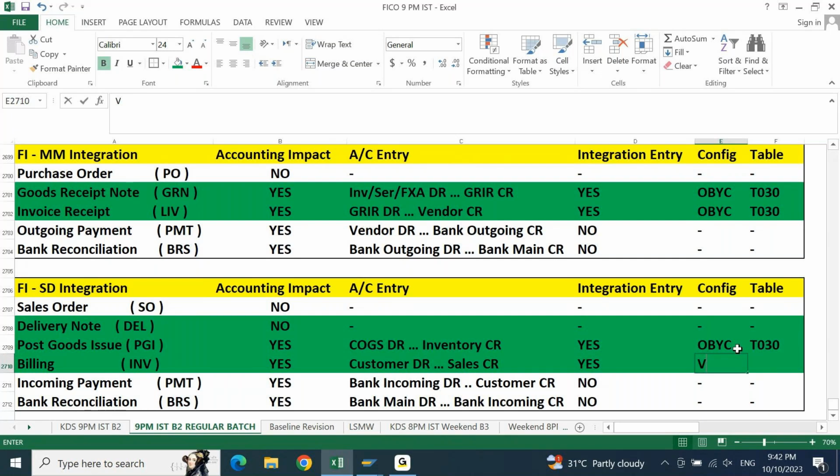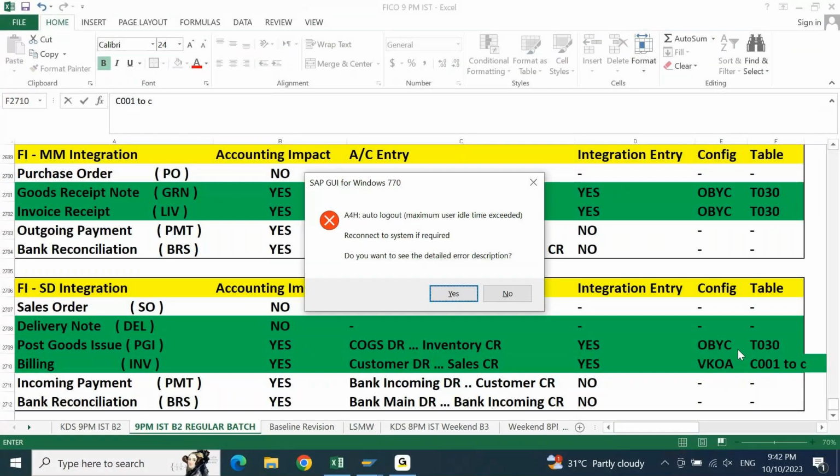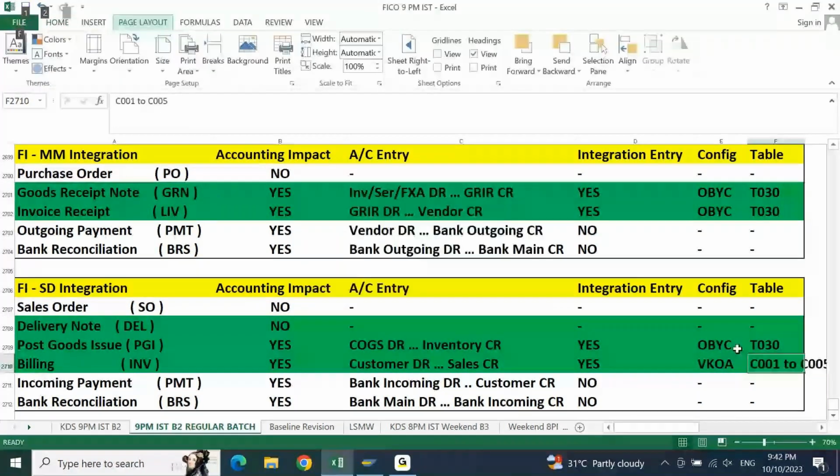Next one is your billing. This is where your SD integration will take place. It will take place in the VKOA transaction code, and we have tables. Which table will be updated when you do it? So this will be C001 to C005.